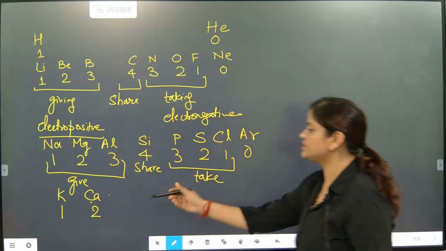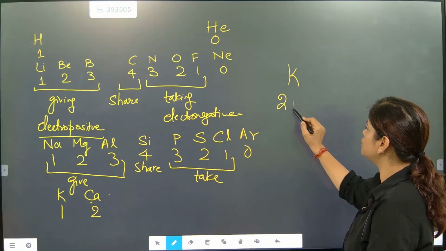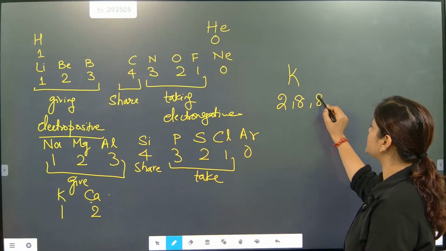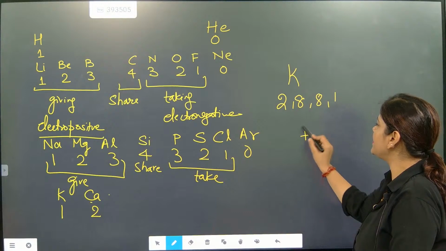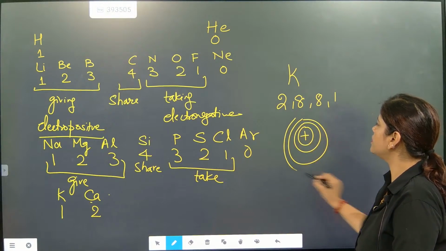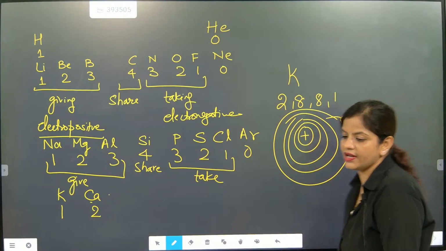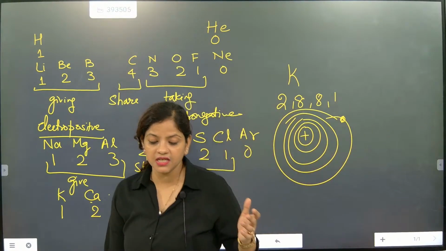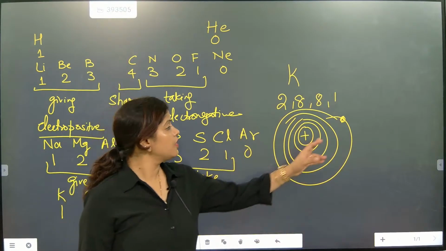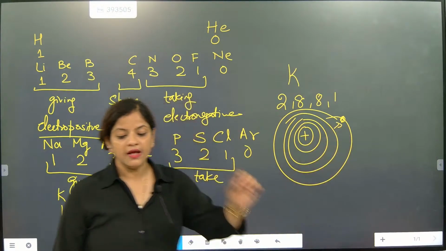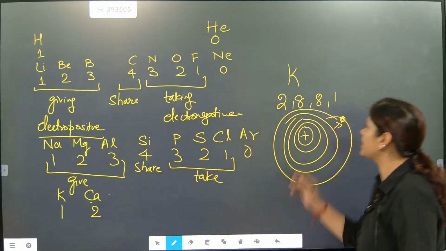So here we will just do potassium. Potassium is 2, 8, 8, 1. It is not 9. Understood? So after filling 8 electrons, it will go to the fourth orbit and fill 1 electron. Although the capacity of the third orbit is 18 electrons, they will not fill 18 electrons. First they will go to the outermost orbit, fill 1 electron, and then come back. So here it is coming as 2, 8, 8, 1.